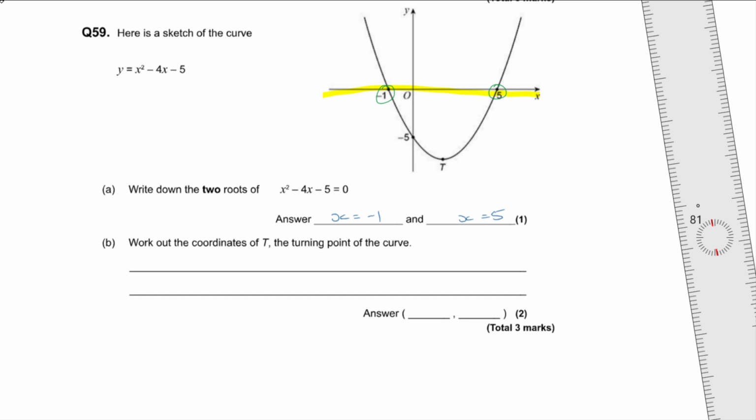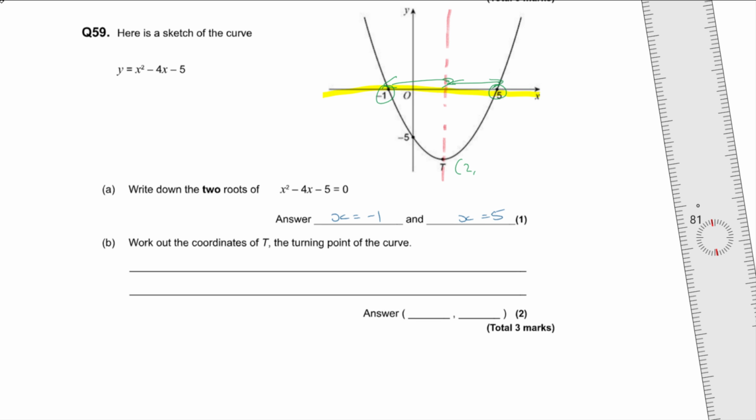The x coordinate is going to lie halfway between these two. Because the graph is symmetrical down the middle here, this is like a mirror line, so the distance from here to here is the same as the distance from there to there. So what's halfway between minus 1 and 5? Well, minus 1 plus 5 is 4, divided by 2 is 2. So the x coordinate is going to be 2.